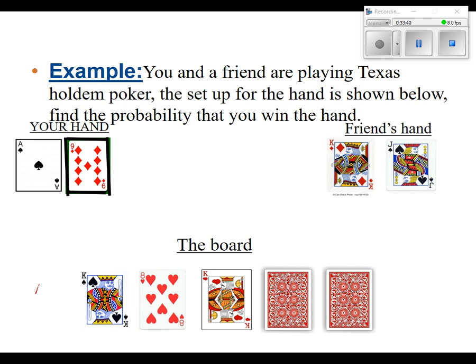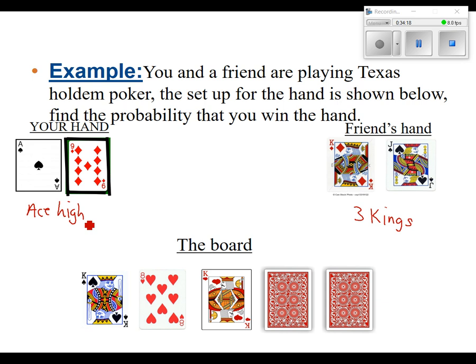So you and your friend are playing Texas Hold'em. This is your hand, that's your friend's hand. Right now your friend has what? He's got 3 of a kind right now, all right? So he's got 3 kings right now. You have what right now? Ace high. So you really have not a whole lot at the moment.